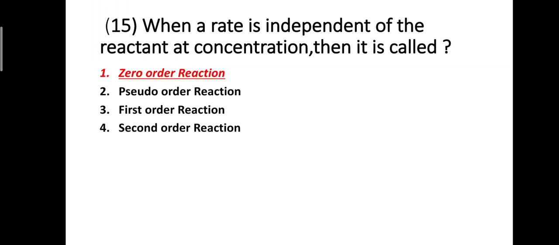Question number 15. When a rate is independent of the reactant concentration, then it is called: first option, zero order reaction; second, pseudo order reaction; third, first order reaction; and fourth, second order reaction. And the correct answer is zero order reaction, option number first.